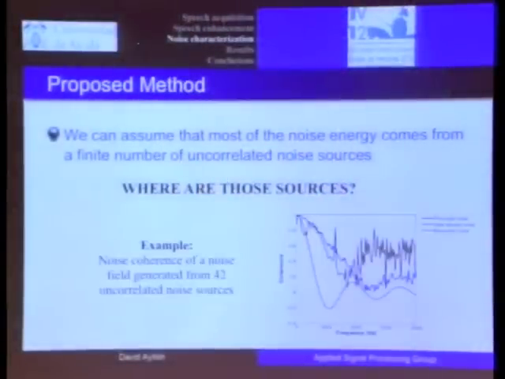Here there is an example of the noise coherence of a noise field generated from 42 uncorrelated noise sources. Those uncorrelated noise sources are in the lateral windows, in the front and the rear window, in the wheels, and in the engine of the car. And with this noise field, we get the blue line. The coherence between two microphones is the blue line, and we see that at least up to 4 kilohertz, which is the speech frequency band we are interested in, it tracks much better the black one, that is the real measurements coherence.